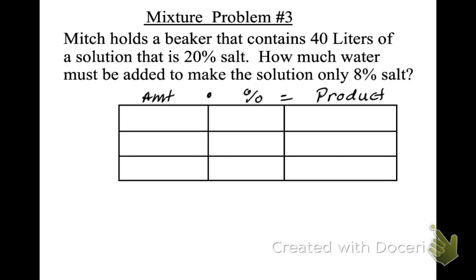Eden? A beaker contains 40 liters of solution that is 20% salt. How much water must be added to make the solution only 8% salt? Salt is mixed with what? Water. There we go. So my two things is my salt solution with my 20%, the really strong salt water is mixed with water. And what do we want? 8% mix.